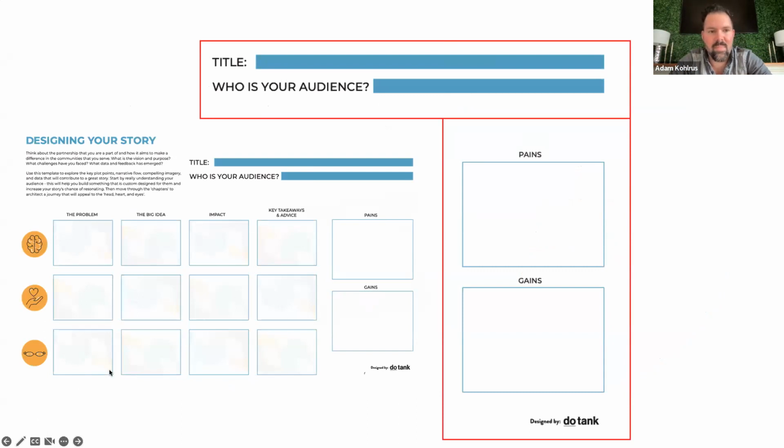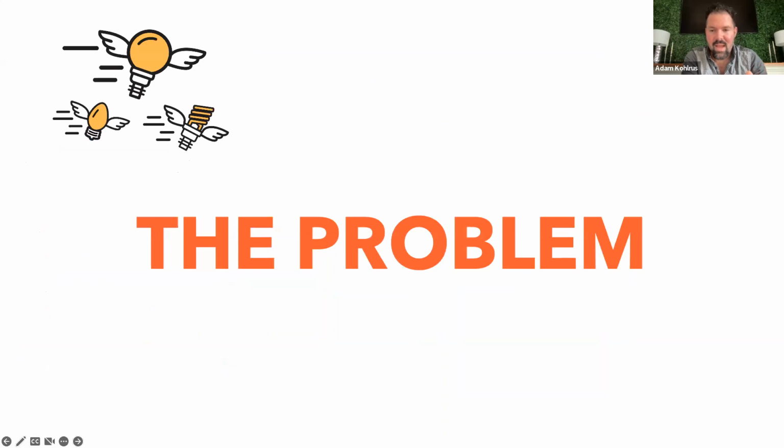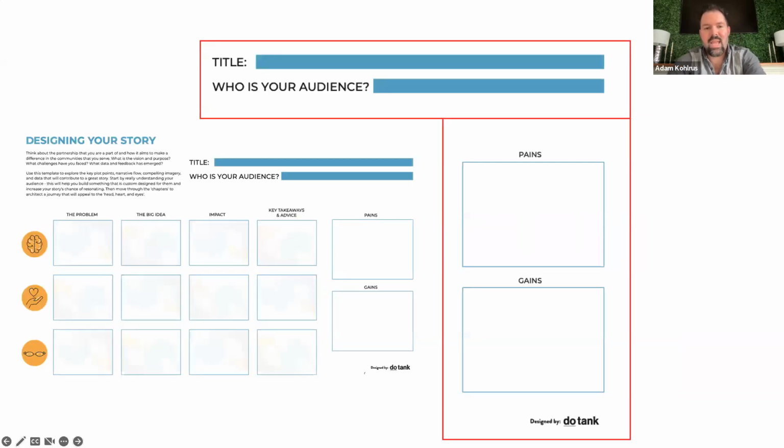It's really simple. This designing your story document simply takes those three elements that we said about the head, heart, and eyes, and you can see their icons on the left. And then we work you through what we think are those critical elements of the pitch. So first, stating your problem, what your big idea is, what that impact would be, and then your pains and gains. So on this slide here, the first thing we're going to do with this deck is that you want to plug in your title or whatever it is that this presentation is and who your audience is.